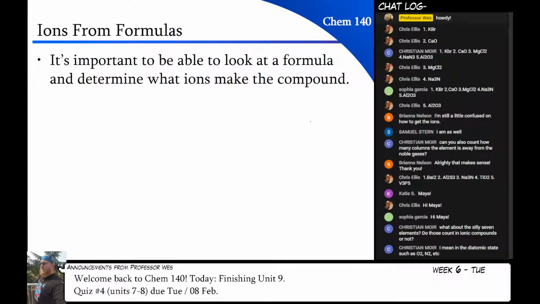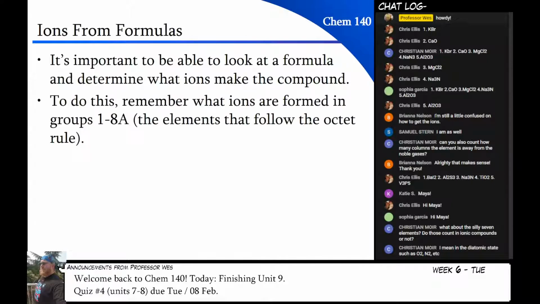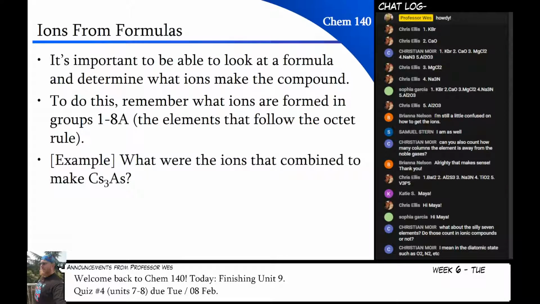All right. Now, when you are making a formula out of ions, you're going to balance out all the charges. That's pretty straightforward. But what happens if I give you the formula and I want you to work backwards? The answer is, well, you know what all the ions are from the elements that come from groups 1, 2, or 13 through 18. For example, cesium is in group 1, so it must form this ion. And arsenic is in group 5, so it must form this ion.